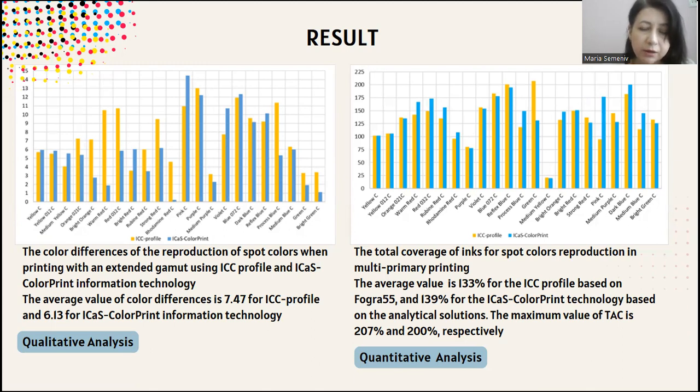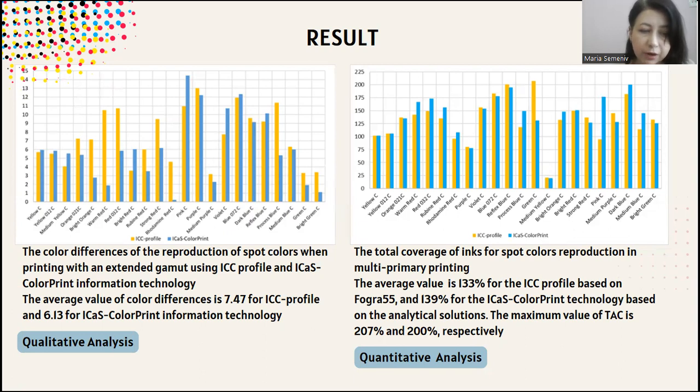The average value of color differences is 7.47 for the ICC profile and 6.13 for ICAS color print information technology. The average value required for total area coverage to reproduce the studied spot colors is 133% for the ICC profile based on FOGRA 55 and 139% for the ICAS color print technology based on analytical solutions. The maximum value of TAC is 107% and 100% respectively.